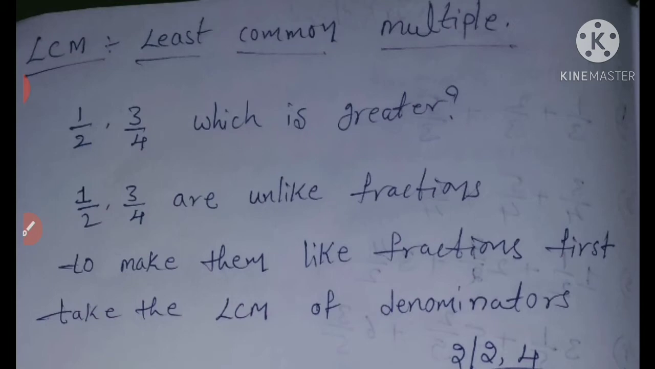Okay, see the example: 1 by 2, comma, 3 by 4. Which is the greater one? By observing the two fractions, these two fractions are unlike fractions because the denominator of 1 by 2 is 2 and the denominator of 3 by 4 is 4. So 2 and 4 are different. That's why, if denominators are different, we can say that these two are unlike fractions.